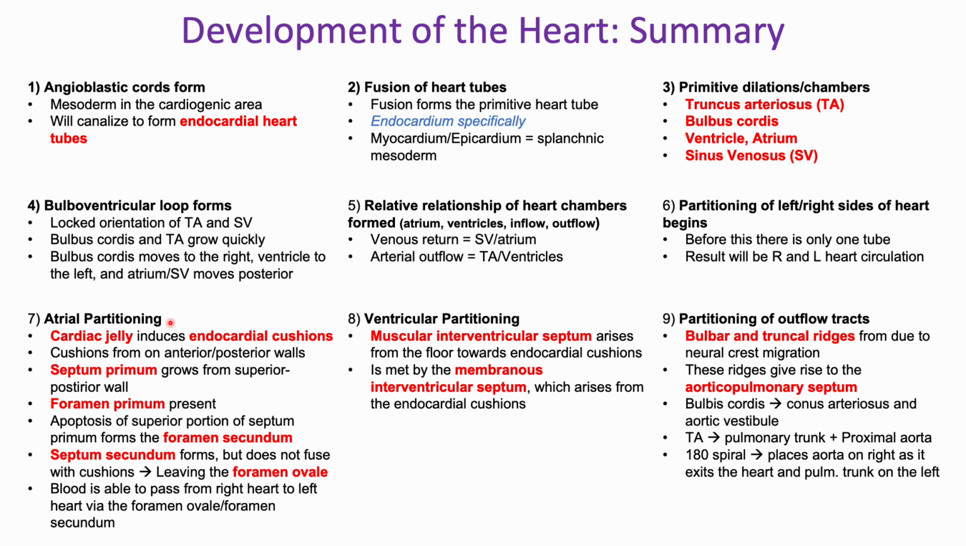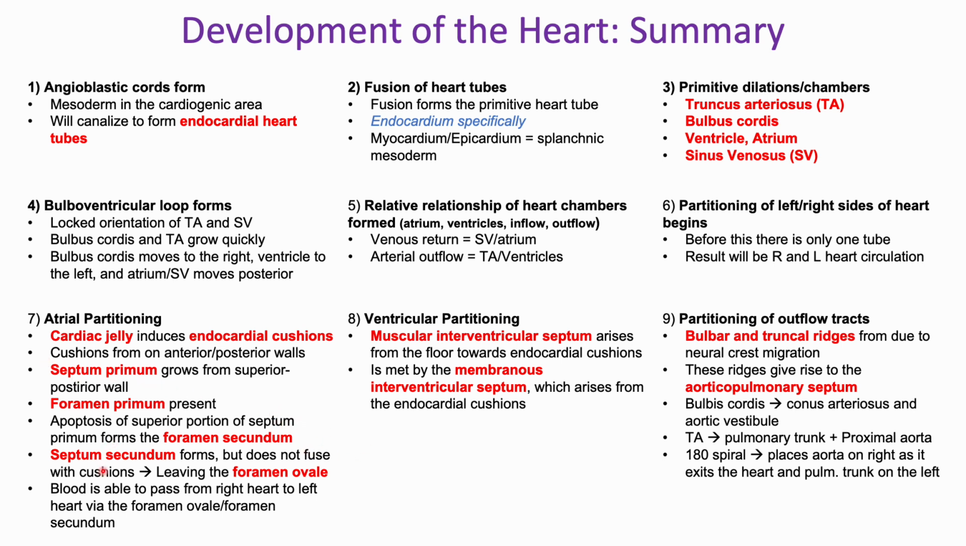Okay, we do this by partitioning the atria. The atria is partitioned initially by the endocardial cushions forming, which is going to give rise to our atrioventricular canals. Then we have the septum primum that's growing from the superior posterior wall. The foramen that is present initially is going to be the foramen primum. Apoptosis at the superior pole is going to give rise to the foramen secundum. So recognize that in atrial partitioning, both foramen primum and foramen secundum are holes associated with the septum primum.